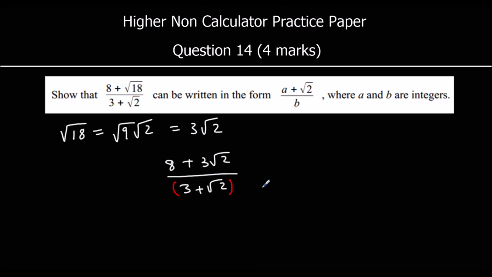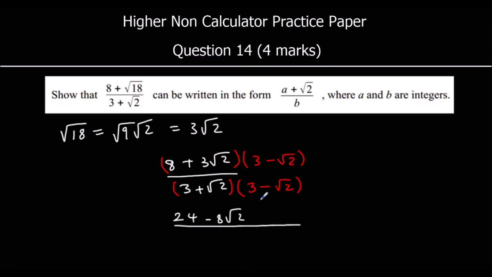To get rid of the surd from the denominator, I'm going to multiply by 3 minus root 2. So whatever I multiply the bottom by, I multiply the top by the same thing. And now I just expand the brackets. 8 3s are 24. Positive times a negative is negative. 8 root 2s are 8 root 2. 3 root 2s times 3, that's 9 root 2s. A positive times a negative is negative. Root 2 times root 2 is 2. 3 times 2 is 6.